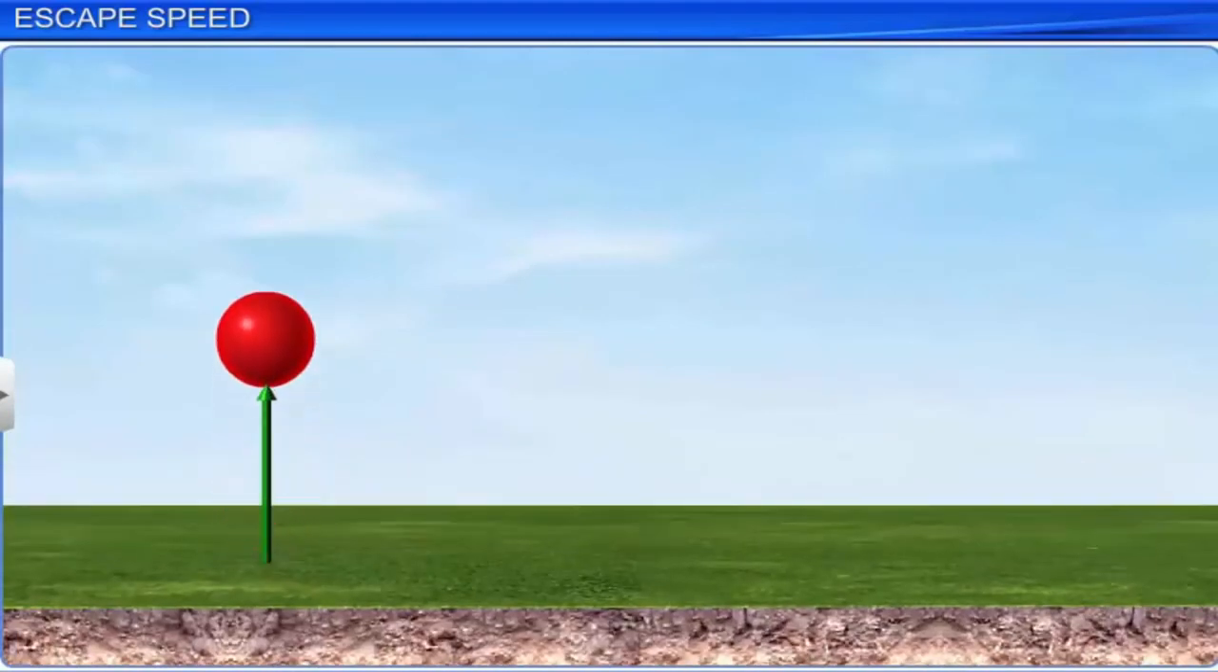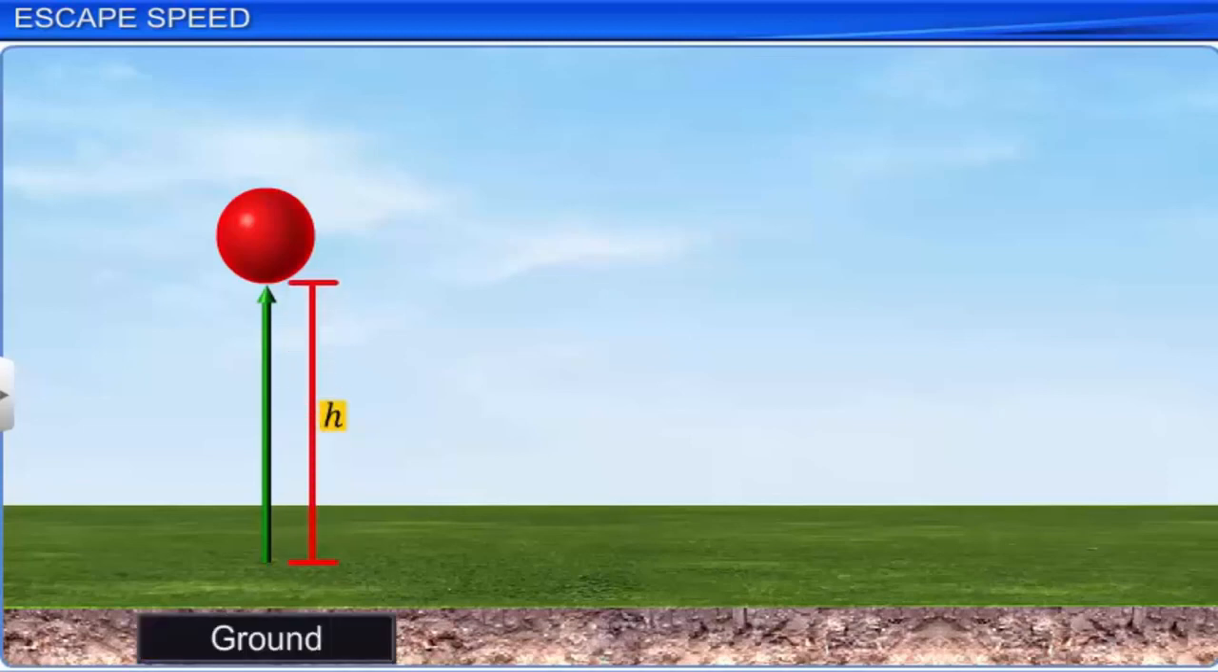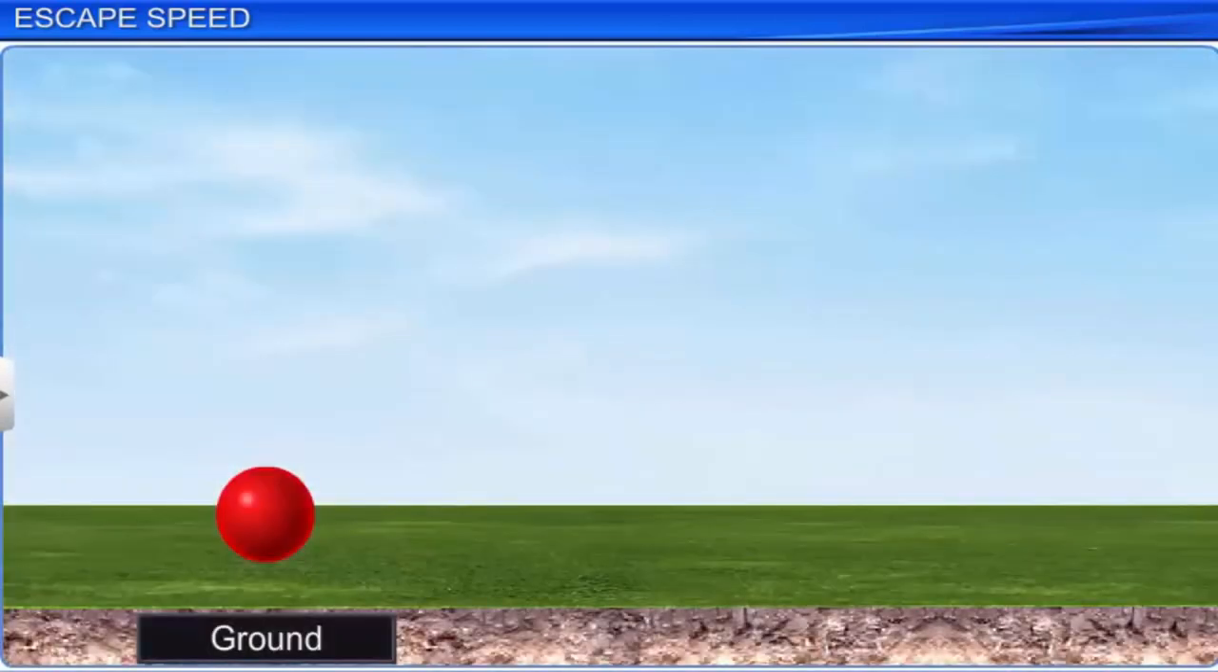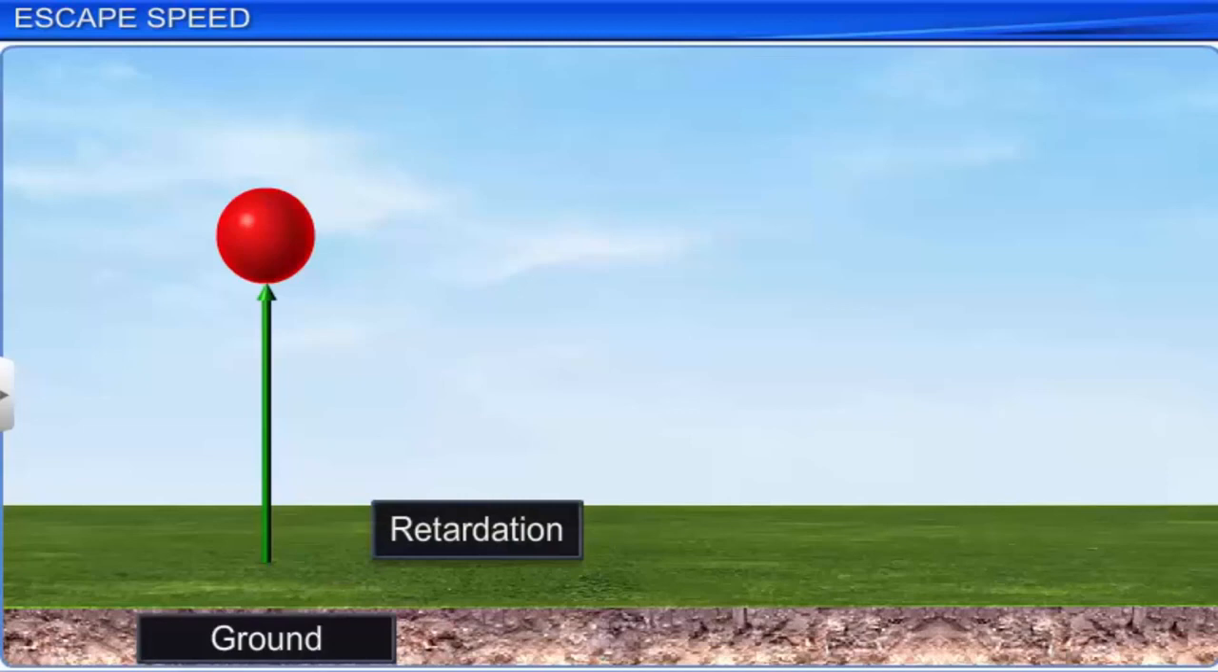If you throw a body vertically upwards with some velocity from the ground, it attains the height where its velocity becomes zero and then returns to the point of projection. As soon as the body is thrown, it is under g acting towards the center of the Earth. When the body is on its way up, it is under retardation till it attains zero velocity and then returns to the ground due to gravitational pull.